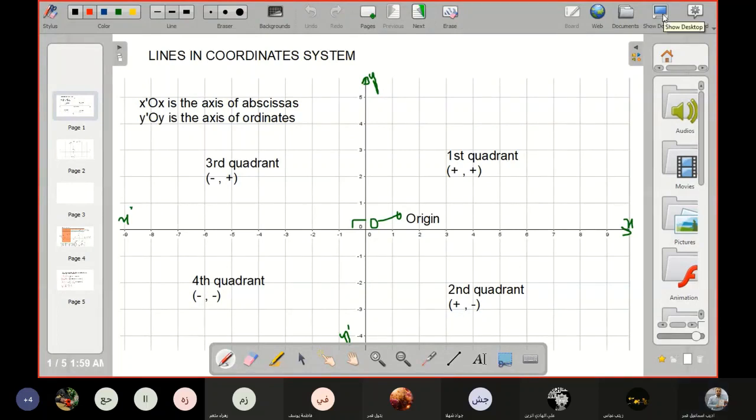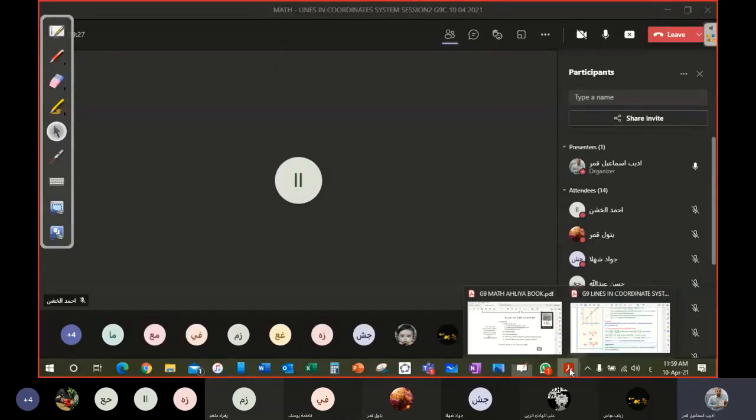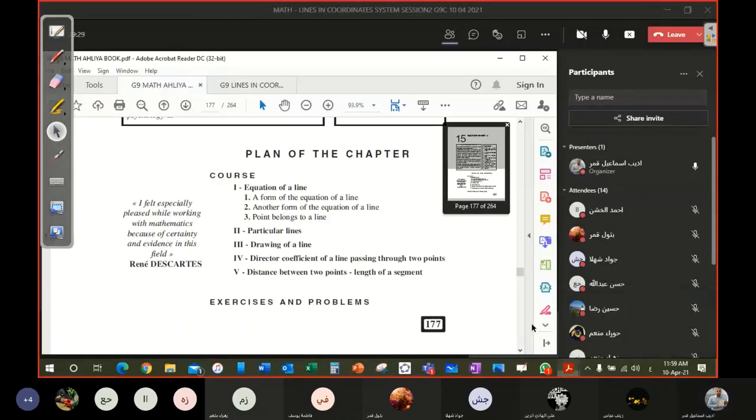Let's list the objectives that we are going to see in this chapter. First, equation of a line: a form of the equation of a line, another form of the equation of a line, point belongs to a line. 2, particular lines. 3, how to draw a line in coordinate system. 4, direction coefficient or slope of a line passing through 2 points. And 5, distance between 2 points or length of a segment.